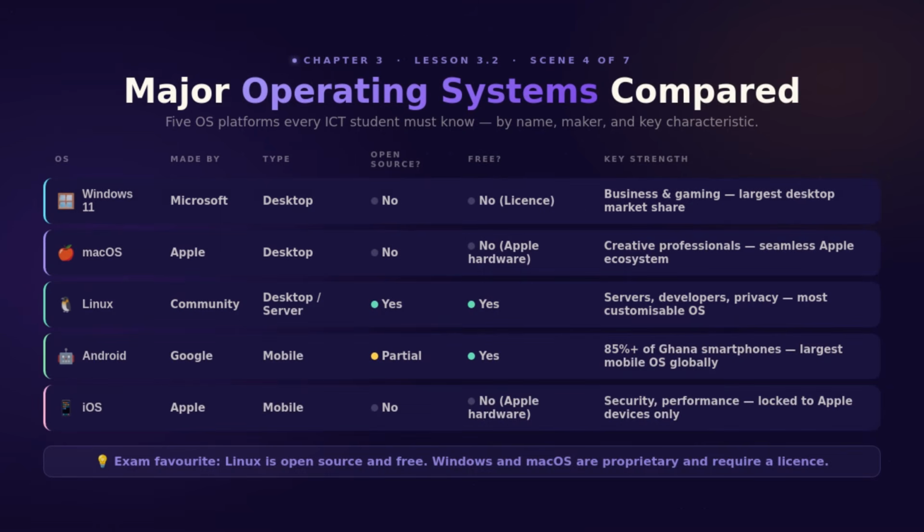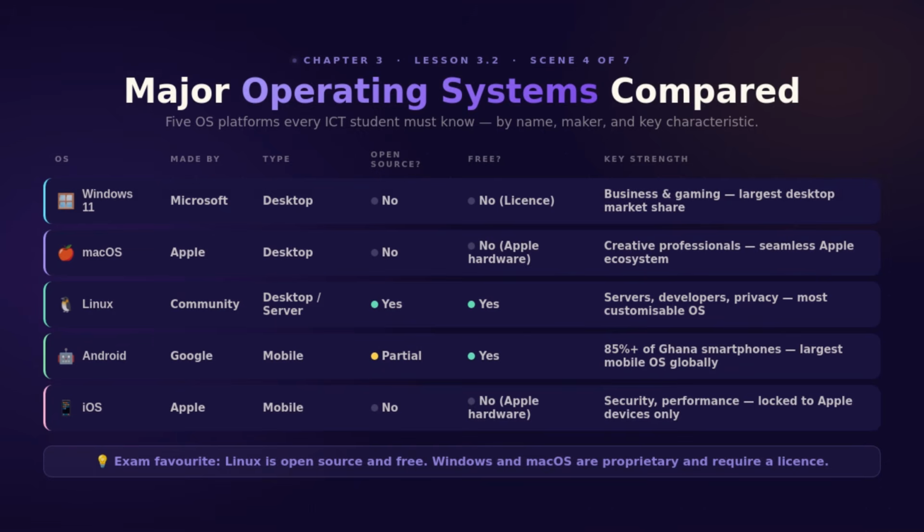Let's compare the 5 OS platforms you need to know by name. Windows, made by Microsoft, proprietary, licensed, dominant in business and gaming. Mac OS, made by Apple, proprietary, tied to Apple hardware, popular with creatives. Linux, community-built, open source and free, the most customizable, dominant on servers. Android, made by Google, partially open source, over 85% of Ghana's smartphones run it. And iOS, made by Apple, fully proprietary, locked to iPhones.